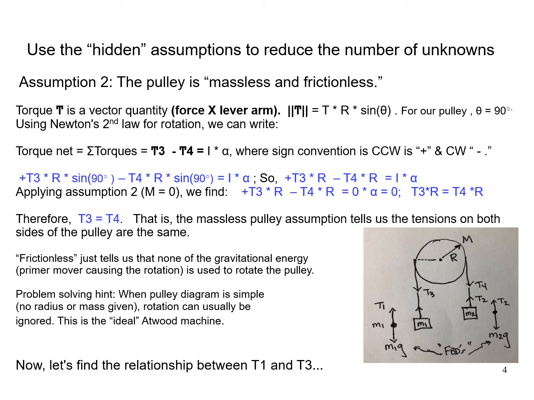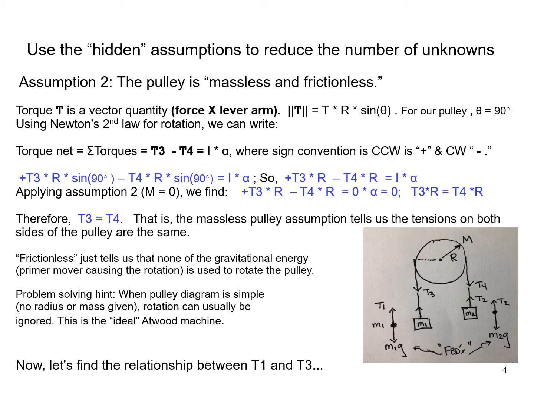Now, the magnitude of torque includes a sine term, where the angle theta is the angle between the applied force and the lever arm. In our case, the angle is 90 degrees, and therefore the sine term is equal to sine of 90. Since the sine of 90 degrees is equal to 1, the sine term disappears.